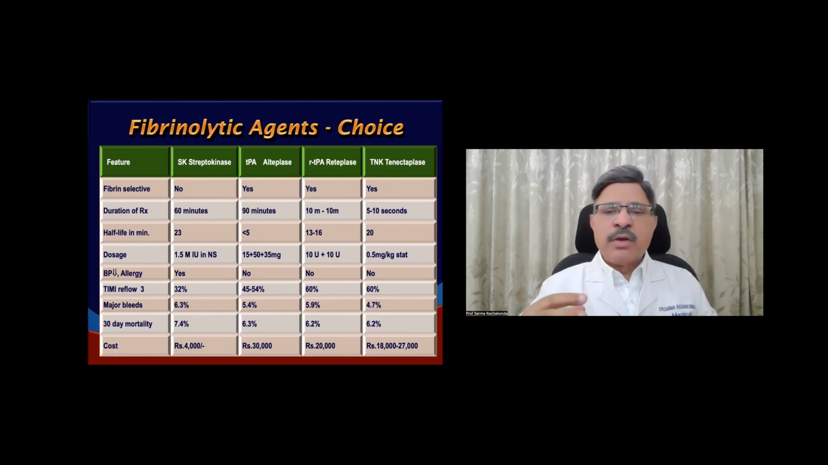Major bleeds are around 5% for everything, more so with SK. 30-day mortality is 7.4% with SK, then 6.3, 6.2, 6.2. There is a slight mortality benefit for the newer agents. Cost is 4,000, 30,000, 20,000, 18 to 20. Today, TNK injections are available for 15 to 18,000. You can buy and keep the injection as a reserve.